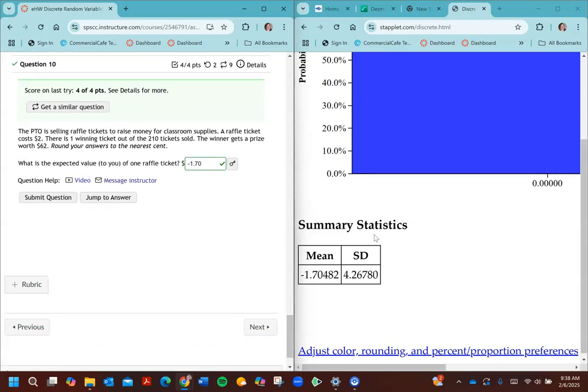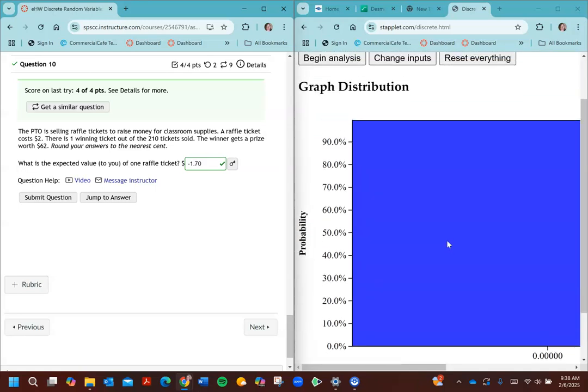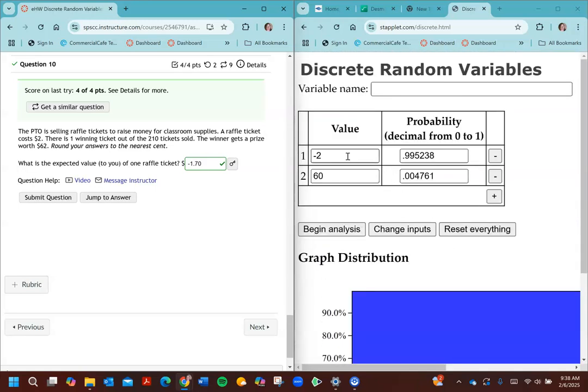So when you're doing these, a tip is make sure that you have taken off what the cost to play the game is, as well as put your probability in decimal form. And if you go out like 6 places, you shouldn't get much rounding error. I hope that helps.